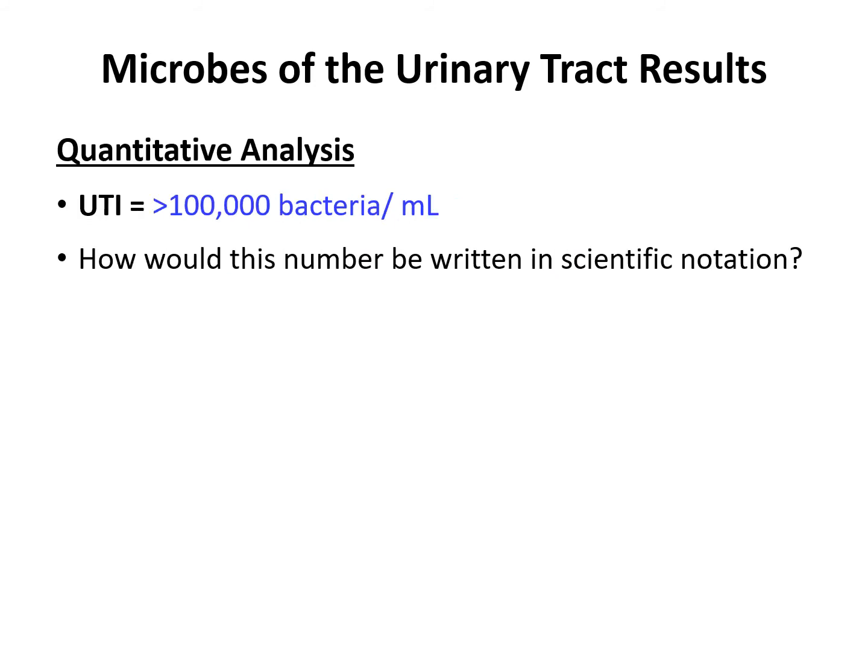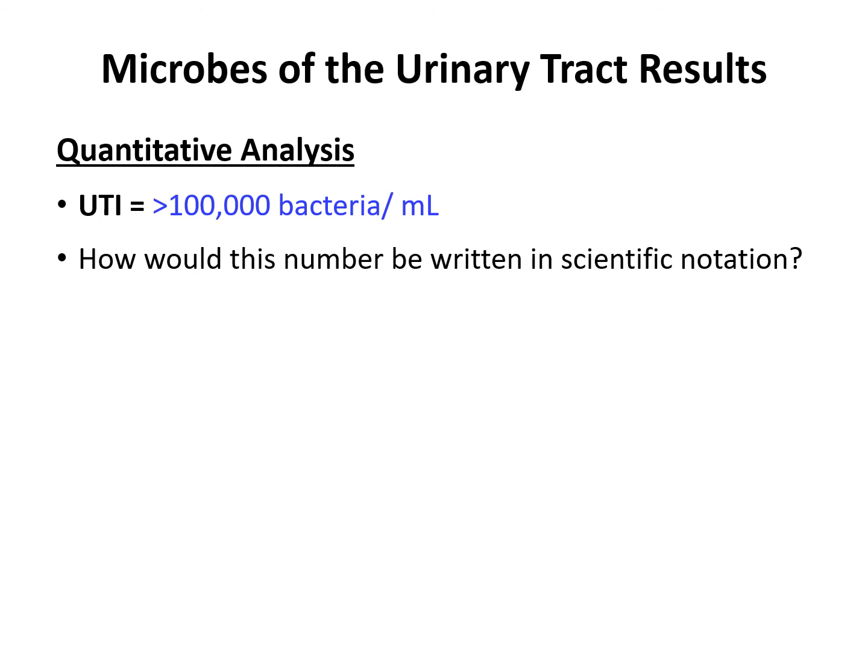Now we talk about the quantitative analysis, right? We talked about two ways we can dilute the urine. You can take 1 ml of the urine, dilute it into 99 mils of saline, and this is how you dilute it, and then you streak the plates. Or we said the easier way is to use a calibrated loop, just dip it into the urine and then go ahead and streak it.